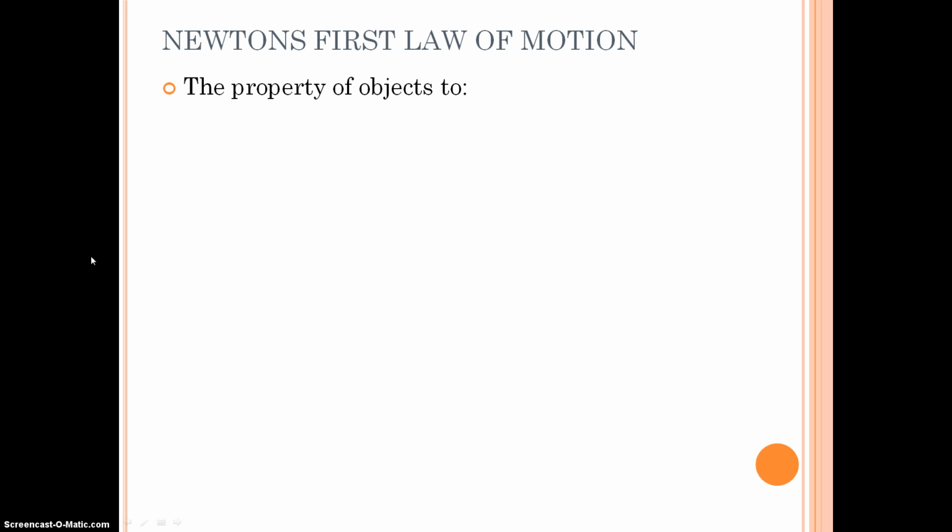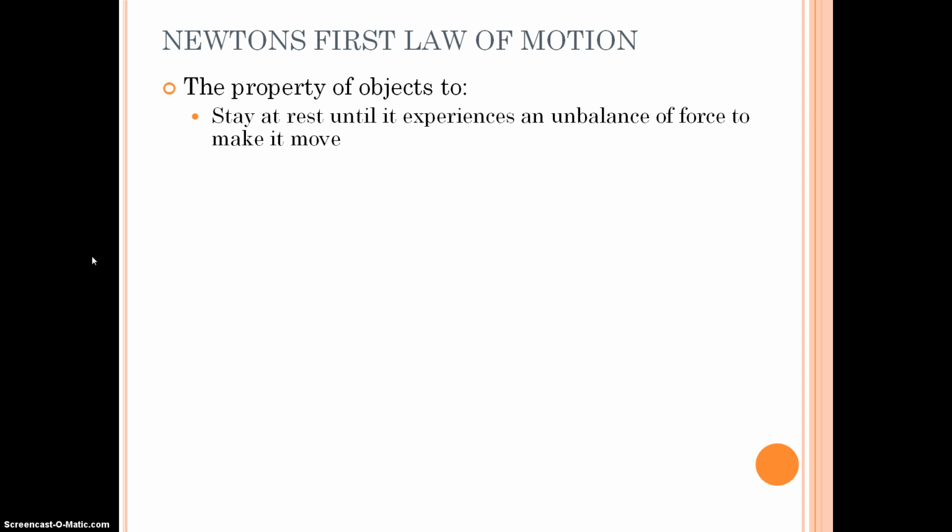So, the property of objects that allows them to stay at rest until there's an unbalance of force making them move, like for example, your textbook, is going to stay on your desk forever until there's an unbalance that makes it move. For example, let's say you give it a shove, or the table breaks, and at that time there's no longer a table pushing it up, so the weight will have it go down.